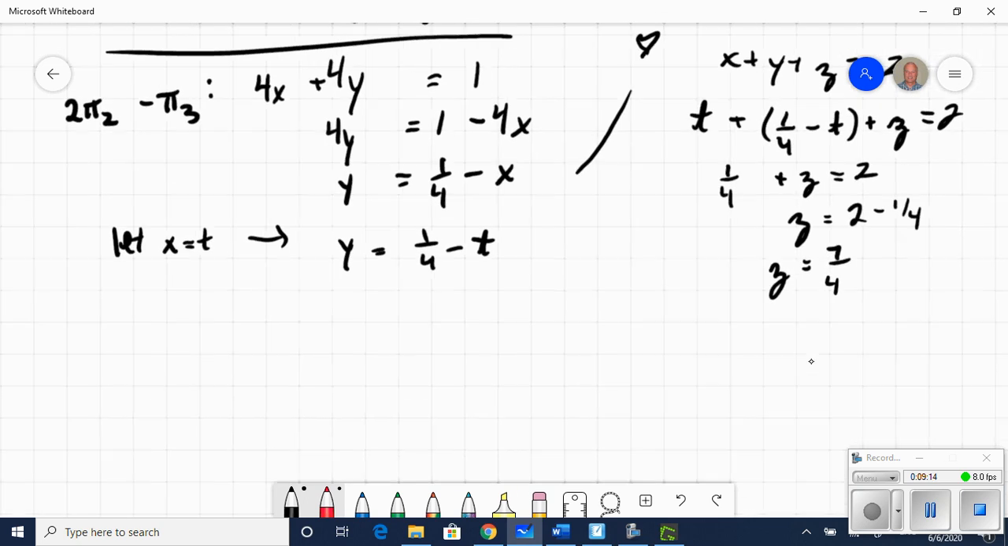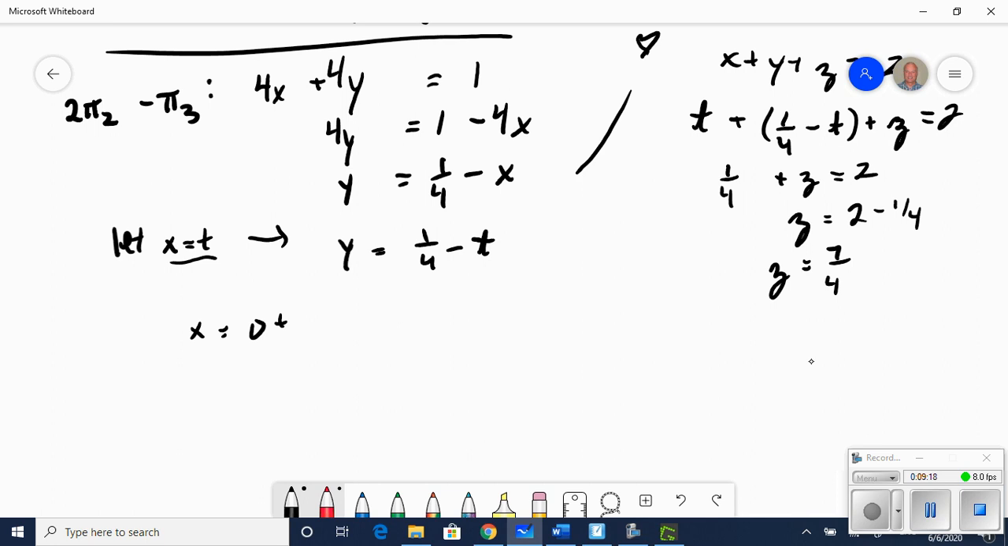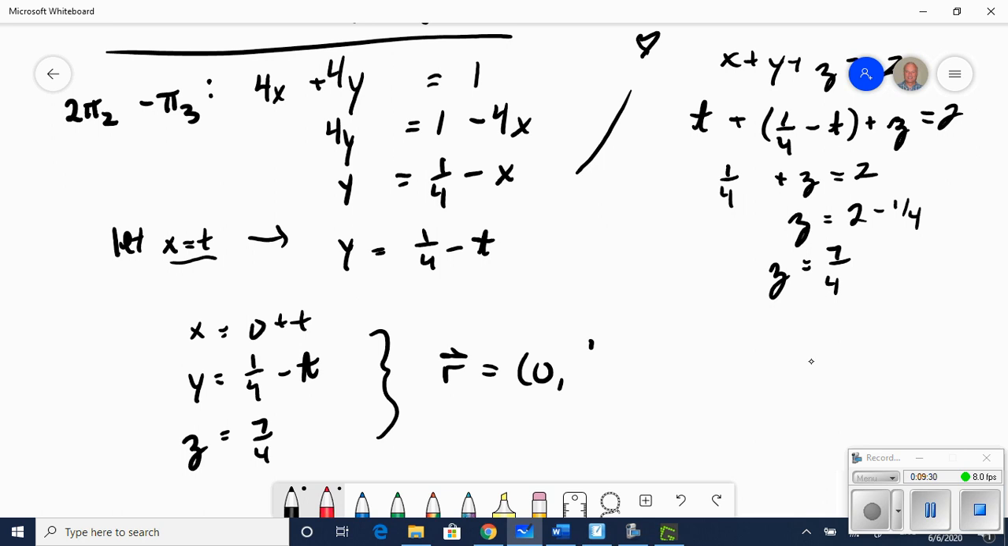Okay, so there's my parametric equation. X equals 0 plus t, y equals 1/4 minus t, and z equals 7/4. As a vector equation, that'll be the point (0, 1/4, 7/4), and then t times (1, -1, 0). Okay, there's the second line.